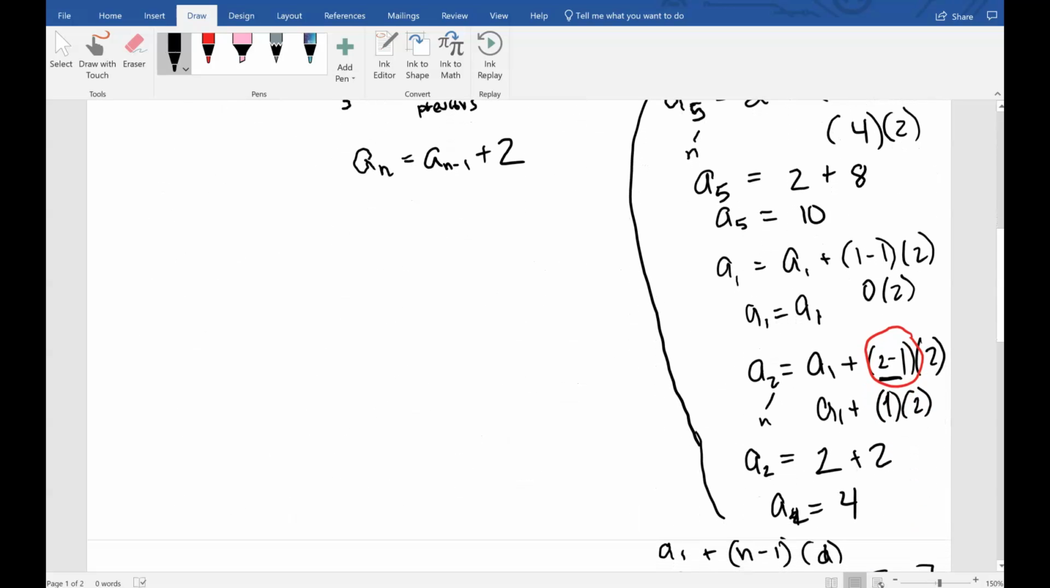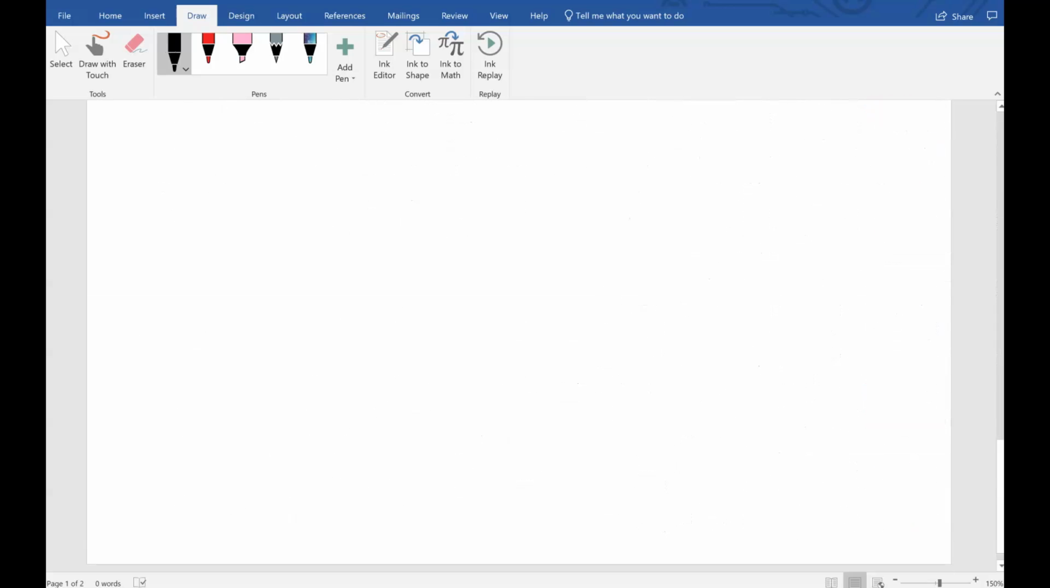Okay? Now let's take a look at geometric sequences, and then we might do some more examples. So for the geometric sequences, if you look in your book, the recursive formula is found kind of hidden.